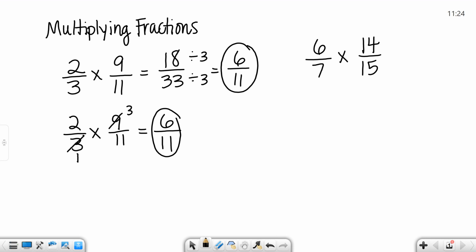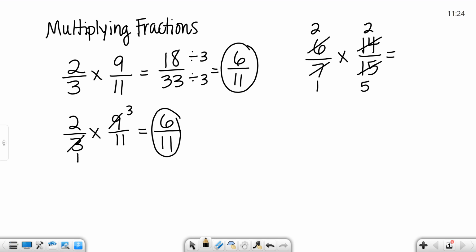Here we have a 7 and a 14. Those are both divisible by 7. 7 goes into 7 one time. 7 goes into 14 two times. 6 and 15 also have a common factor of 3. 3 goes into 6 two times. 3 goes into 15 five times.